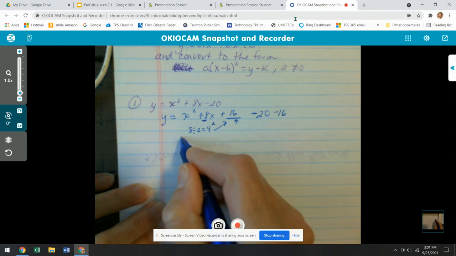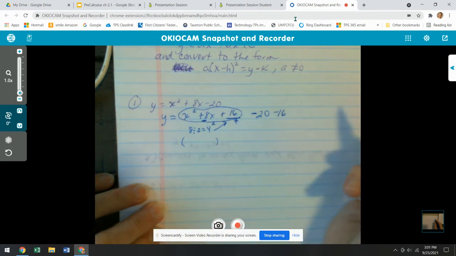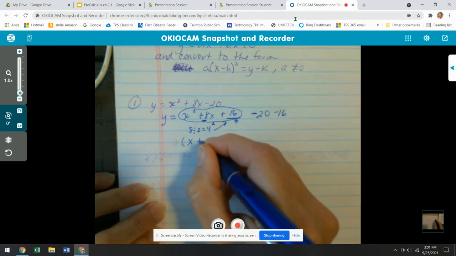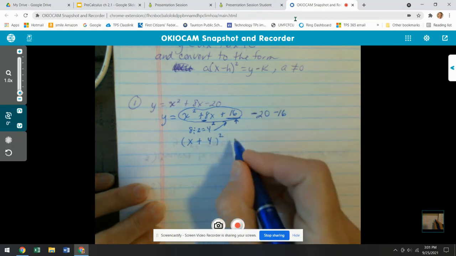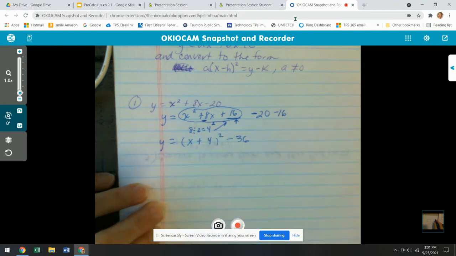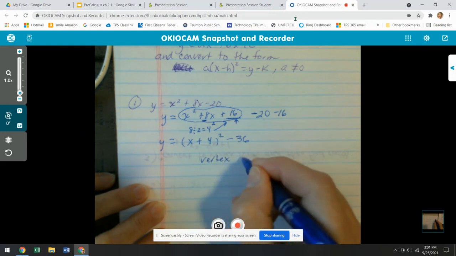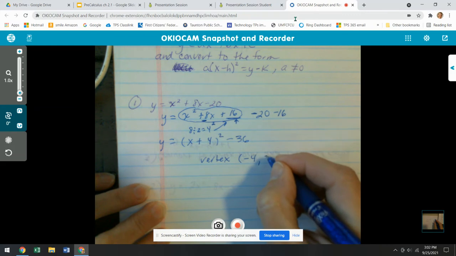Now what we can do is turn this part of the equation into a factored form. It factors out really nicely. That's why we chose the 16. And what it will factor into is x plus 4 squared. And then if we combine these here, we have minus 36. And that's what y is going to equal. So this is now actually in vertex form. So what we can do is find the vertex, and the vertex is going to be at -4 and then -36.